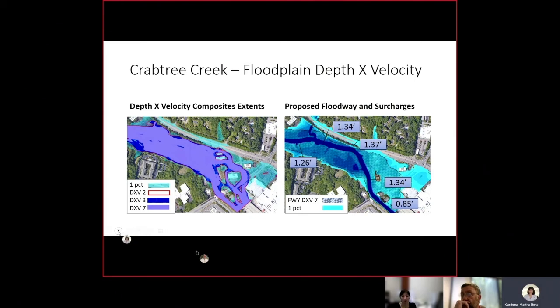How about if we try a lesser number? We tried a D times V of 2, which is the red area right here. It is very similar to the D times V of 7. We got lesser surcharges, but they're still above 1, so it's not necessarily what we would want. Why is it that we're not getting what we want if we pretty much define that area?